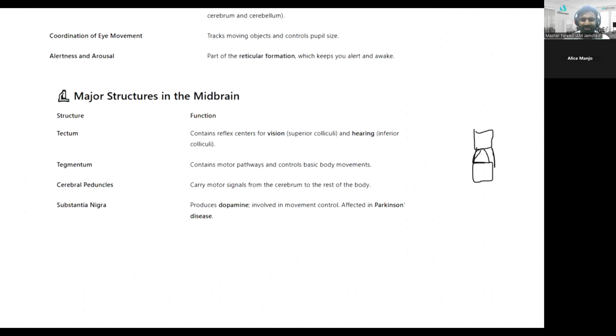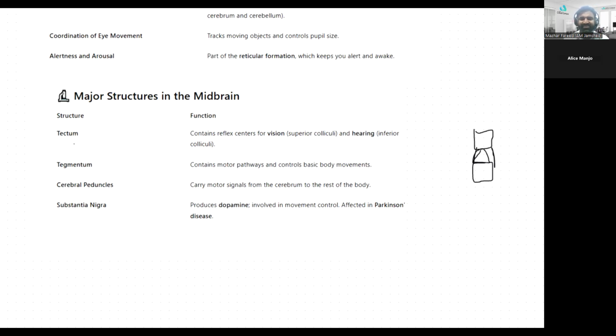Tectum controls the reflex center of vision. Tegmentum contains motor pathways and controls basic body movement. Cerebral peduncles carry motor signals from the cerebrum to the rest of the body. And it also has the substantia nigra. It produces dopamine. Dopamine is a hormone for happiness, for controlling our mood. It is involved in movement control.